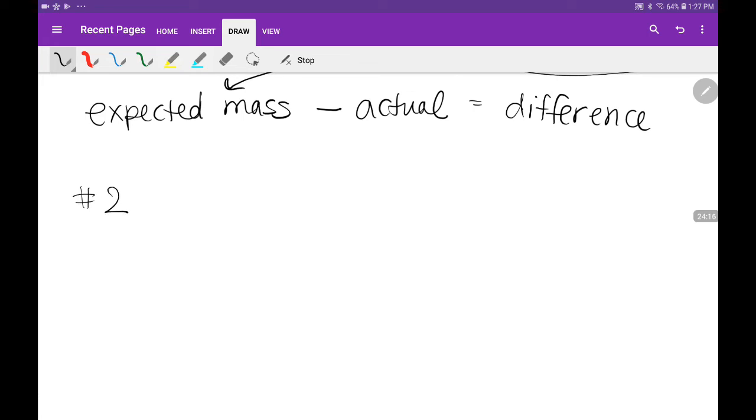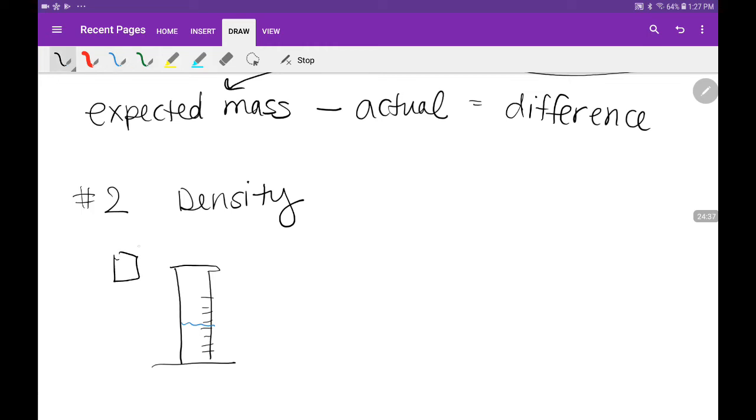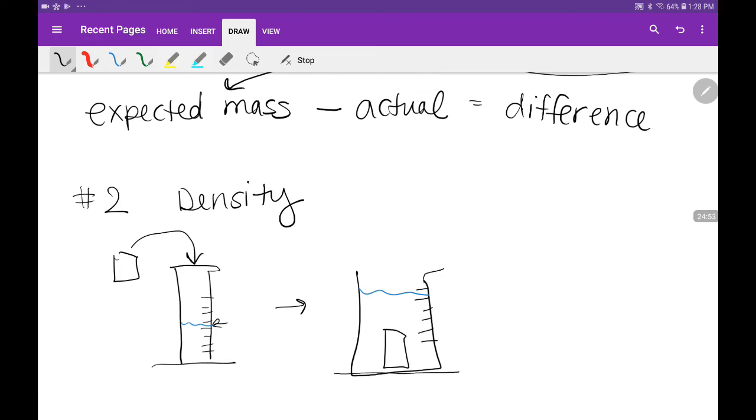In exploration number two, that's measuring the density of an object, what you're going to do is get a graduated cylinder, and we're going to be measuring the volume by displacement. So you're going to have a certain amount of liquid in there. You're going to get some object, maybe a square, and add it in. Here's the initial reading, and then after we add in the object, the volume's going to go up because that object has displaced some of that liquid.